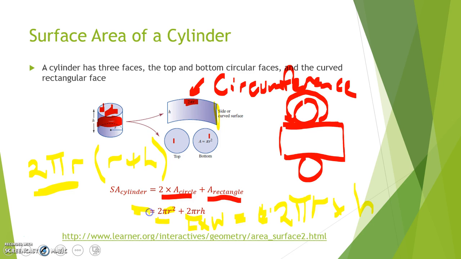I like this one because it lets me build it from scratch. I don't learn the formula off by heart. I remember what it looks like. I remember that there's two circles. That's 2 times pi r squared. And I remember this is a rectangle with circumference wrapped around the outside.